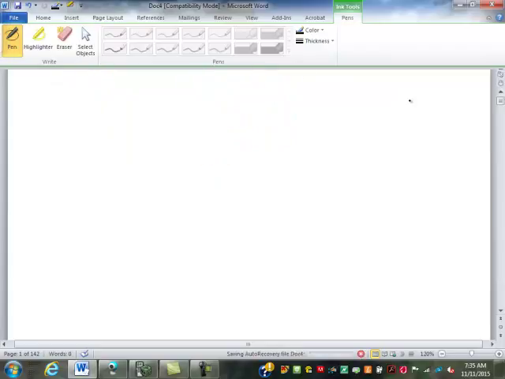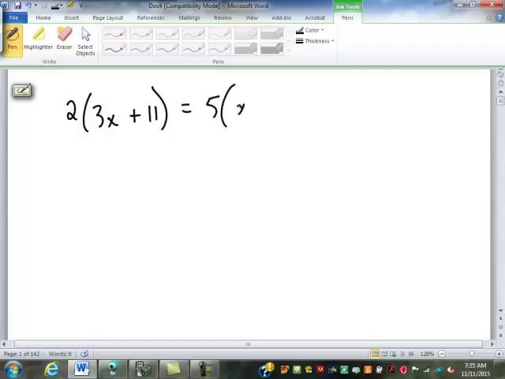So the last couple of classes, we've been discussing these equations and solving them. Things like this. How would we go about solving this? Distribute. Okay, we're going to multiply by the 2 here. 2 times 3x, 6x, and 2 times 11, so positive 22.